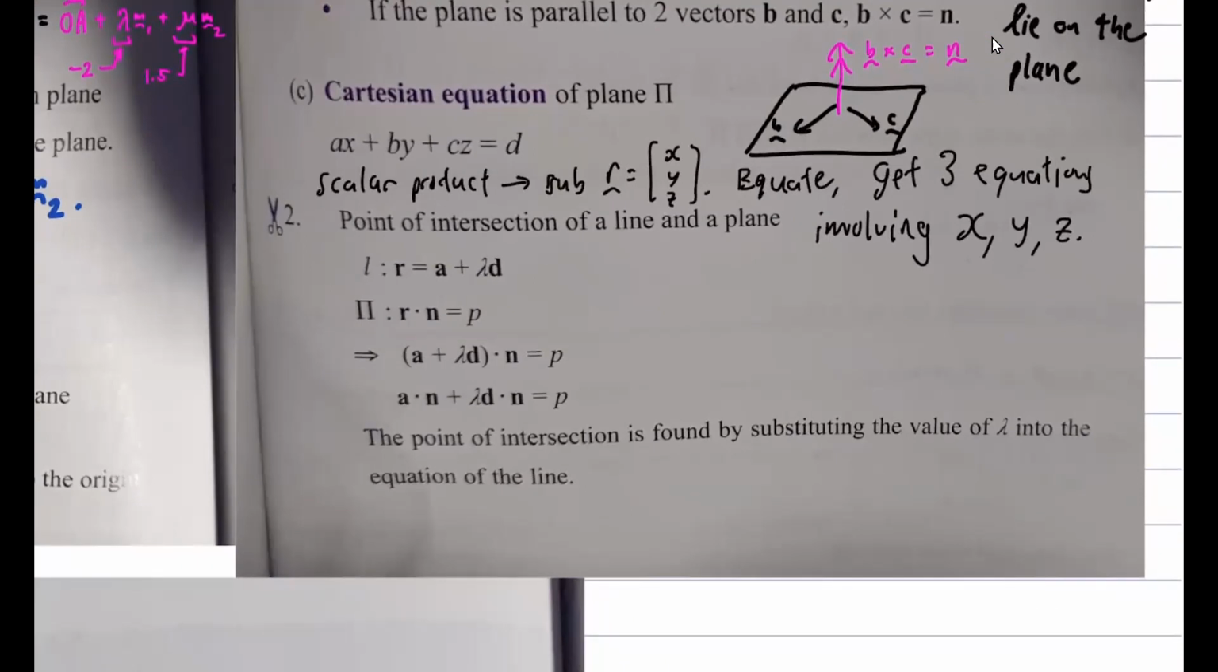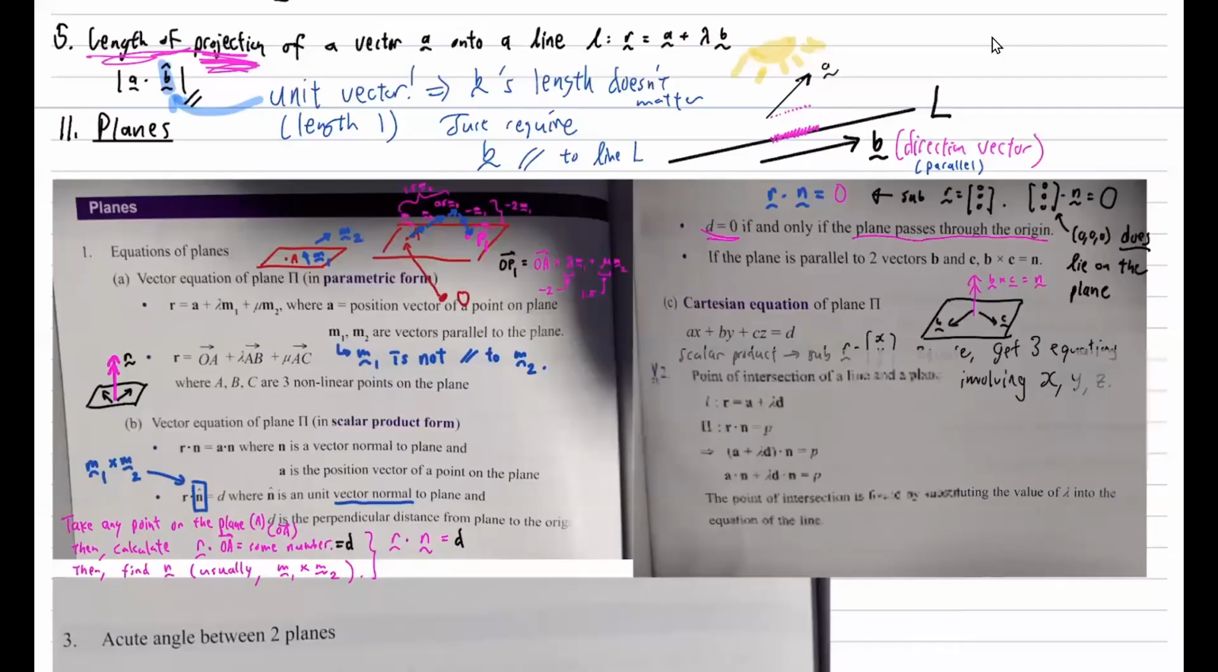Okay, then for point 2, ignore the scissors. Point of intersection of a line and a plane. Technically, in your syllabus, they removed this particular statement about finding the point of intersection of a line and a plane. However, it has still been tested. It has still been tested because, okay, I'll just show you the syllabus again now.